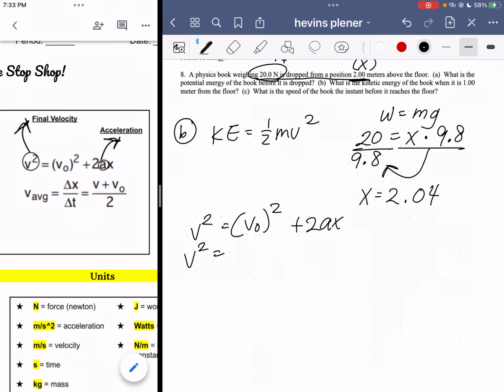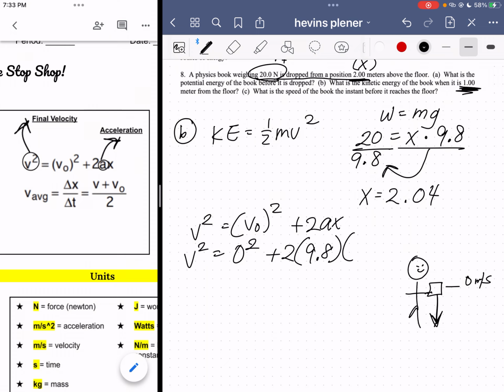Initial velocity. If I'm a person and I have a book and I drop it, it started at 0 meters per second because I'm holding it, look. So 0 squared plus 2 times the acceleration on a free fall, which is 9.8 with gravity. Our distance was 1 meter, which I messed up last time, which is why I'm refilming this. So then 1 times 9.8 times 2 is 19.6.